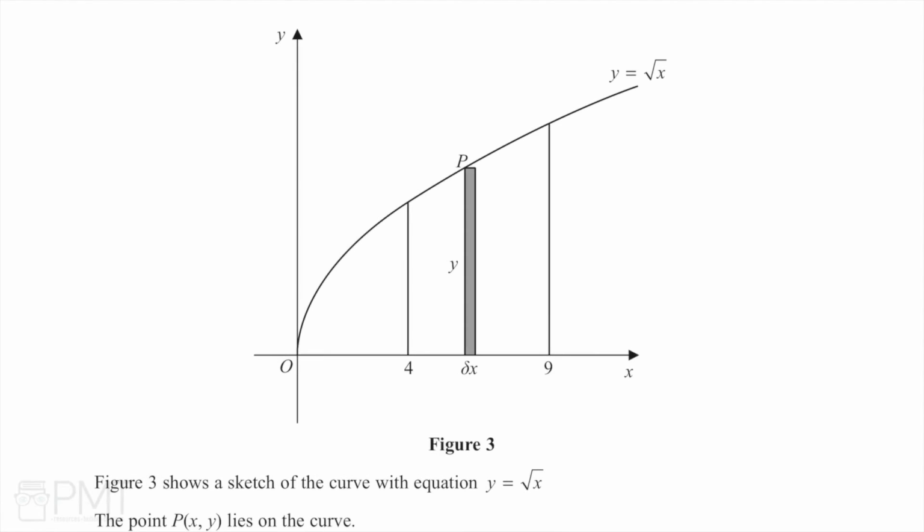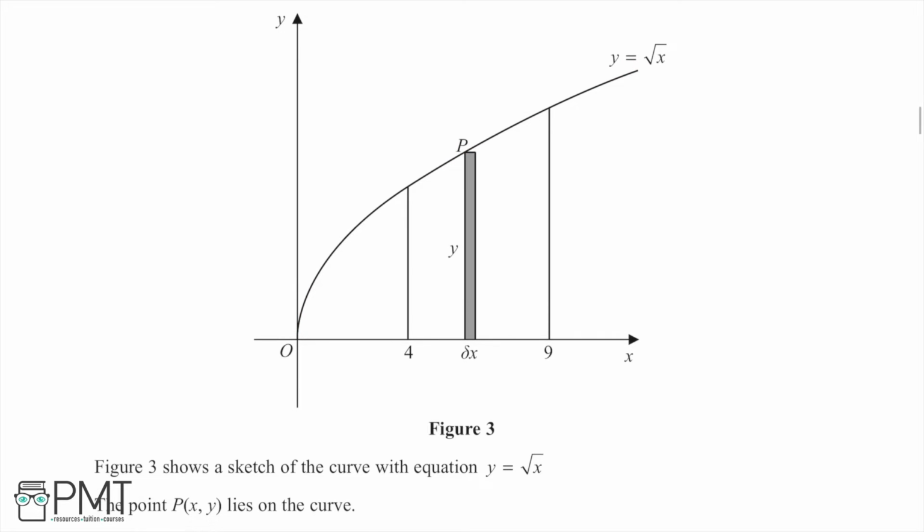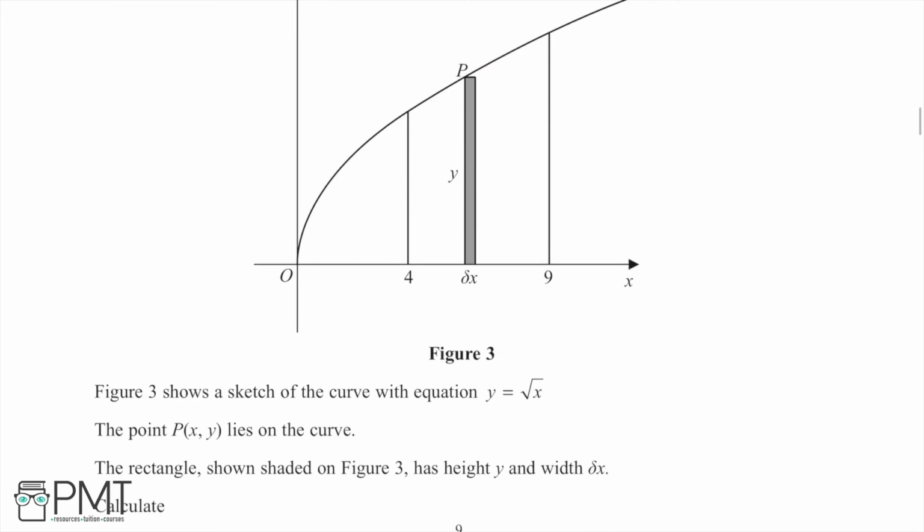So in this question we're shown the following graph in figure 3, and it shows a sketch of the curve with the equation y is equal to the square root of x. So we can see the curve here as y equals root x, and we're told that we have a point P of x, y, which lies on the curve here. We then have a rectangle, which is shaded, as we can see here, and it has a height of y and a width of delta x.